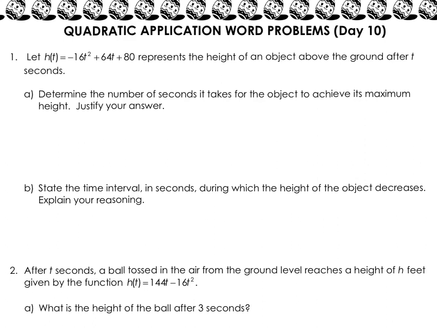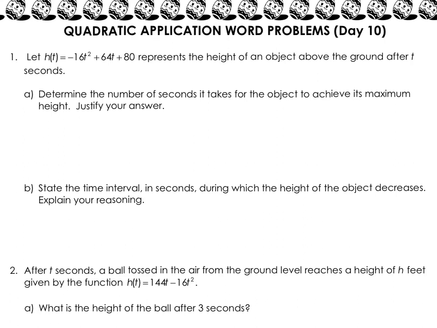Today we're going to be talking about quadratic application word problems, day 10 here. Let h of t equal negative 16t squared plus 64t plus 80 represent the height of an object above the ground after t seconds. Determine the number of seconds it takes for the object to achieve its maximum height.